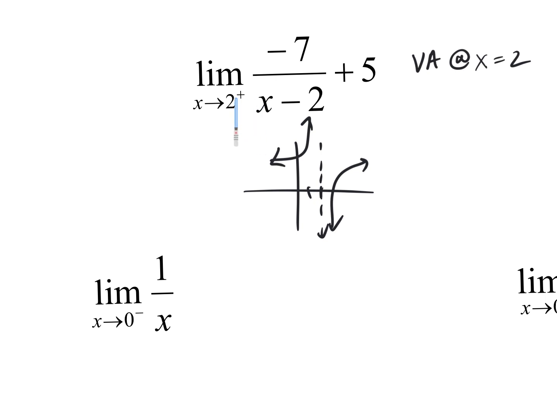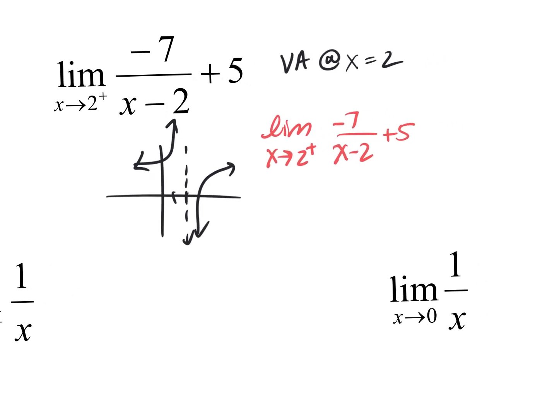What's a number to the positive side of 2, getting a little closer as we approach 2? 2.1. All you have to do is think about x approaching 2 from the positive side of negative 7 over x minus 2 plus 5. I'd plug that 2.1 in right there, by hand, because I'm just looking at the right side. I do not care what the value is. I already know it's going to be infinity since I've got a vertical asymptote. I just want to know if it's going up or down.